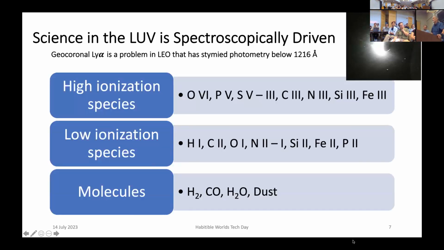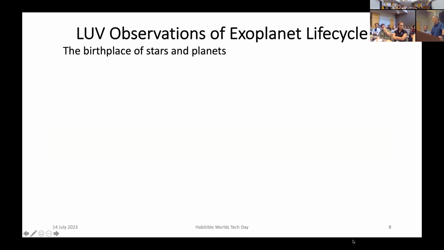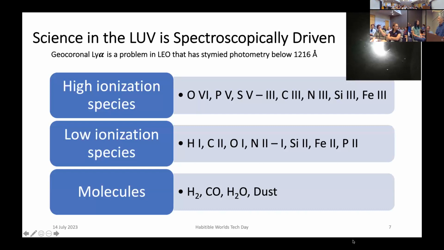There's a list of ionization species, high ionization, low ionizations, and molecular species that have been gone over in great detail over the past few days, and many science cases have been given great exposition over the science portion of the meeting. And that's the Apollo image we were talking about.